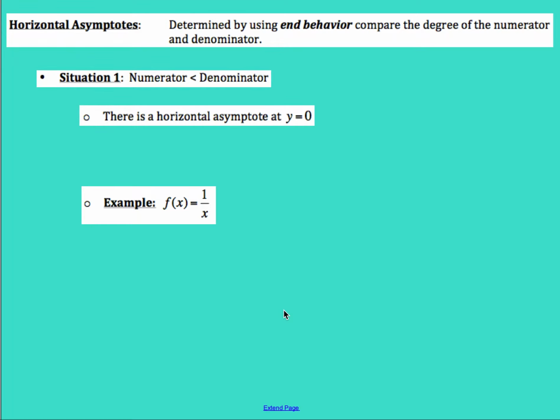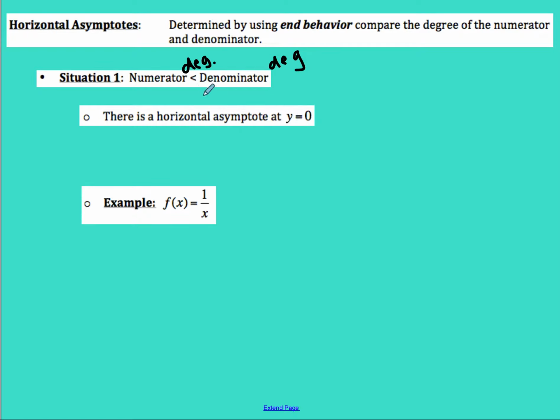All right, we're going to go ahead and look at horizontal asymptotes, because when we look at limits as x goes to infinity, horizontal asymptotes are what tell us how the graph behaves at the very end. So that's why we look at that end behavior. There are three situations. One is when the numerator degree is less than the denominator degree. This is usually talking about degree and degree. And what is happening in that case is that there's a horizontal asymptote at y equals 0.